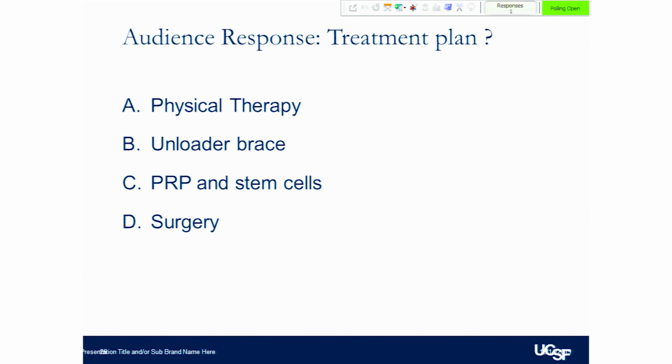So what are we going to do with this patient? There's a place for physical therapy. We could unload that medial compartment, get that pressure off there. We could use PRP or even stem cells to help that grow. Or the ever-present option of surgery.